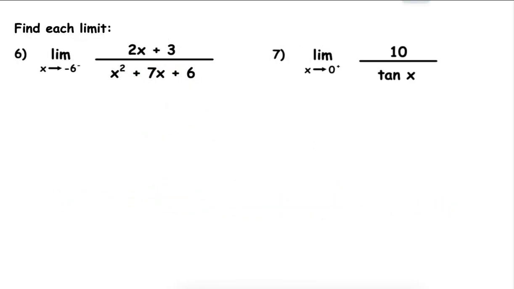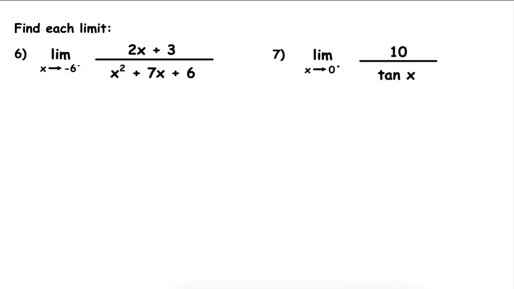All right, we're back to some one-sided limits here, as you can see. We've done this in the past. In number 6, we're approaching negative 6 from the left. In number 7, we're approaching 0 from the right. But this works its way into section 1.5, infinite limits. Let's see what's going on here.